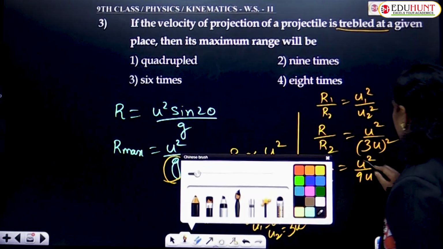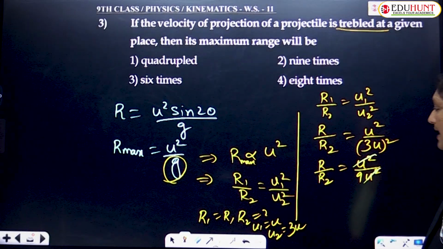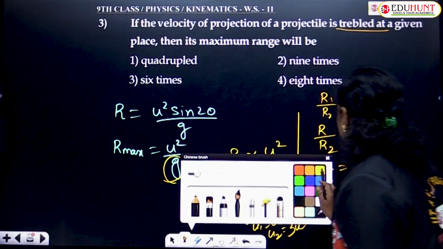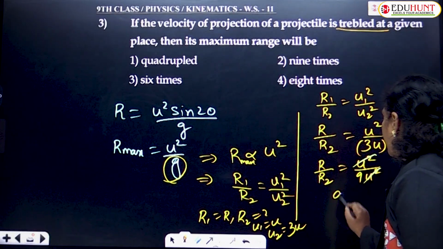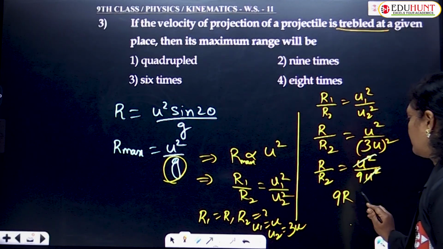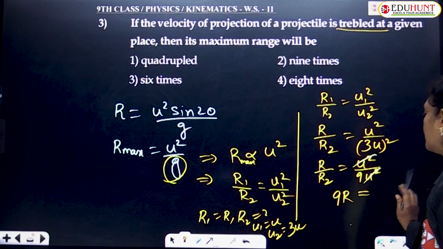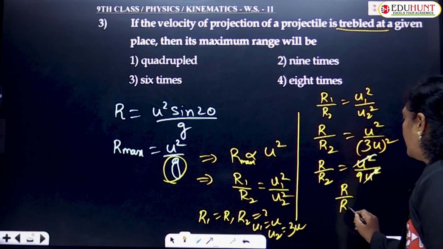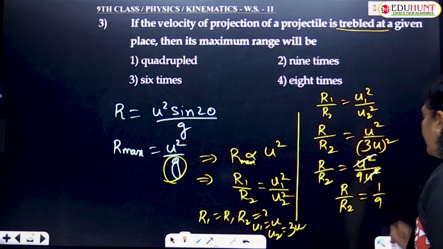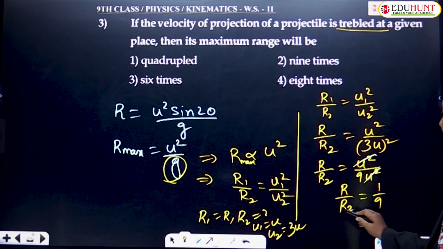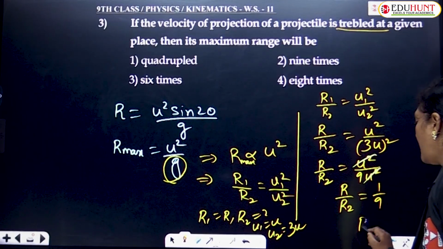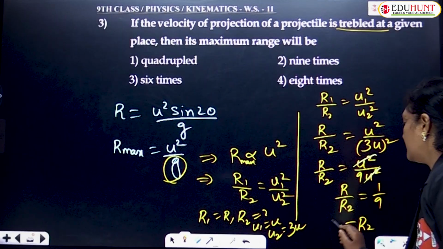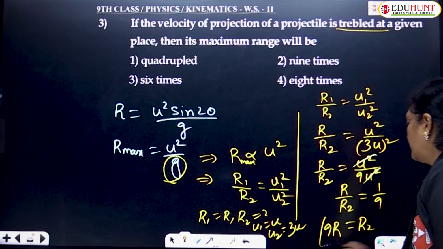Solving this, u square and u square get cancelled. Then you are left with 9r, cross multiply. 9r equals r2. Let me rewrite it. r by r2 equals 1 by 9. Cross multiply, bring this r2 here, then what will become? r2 equals, bring this 9 to the other side, 9r.